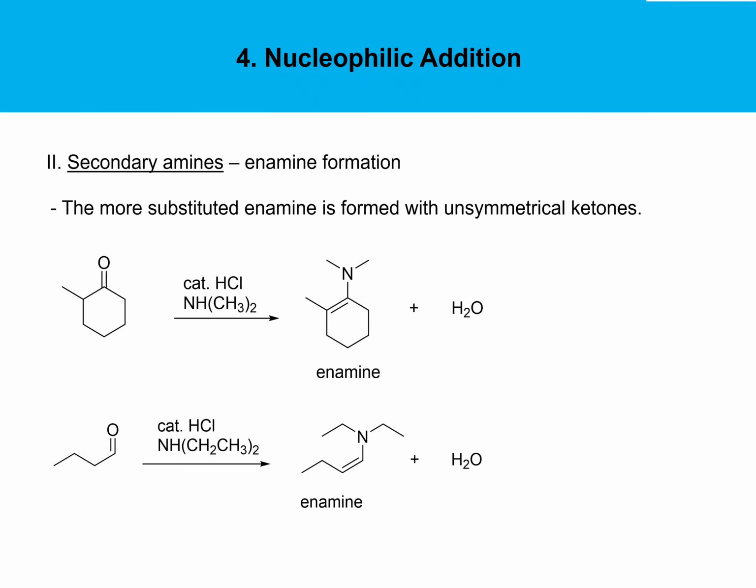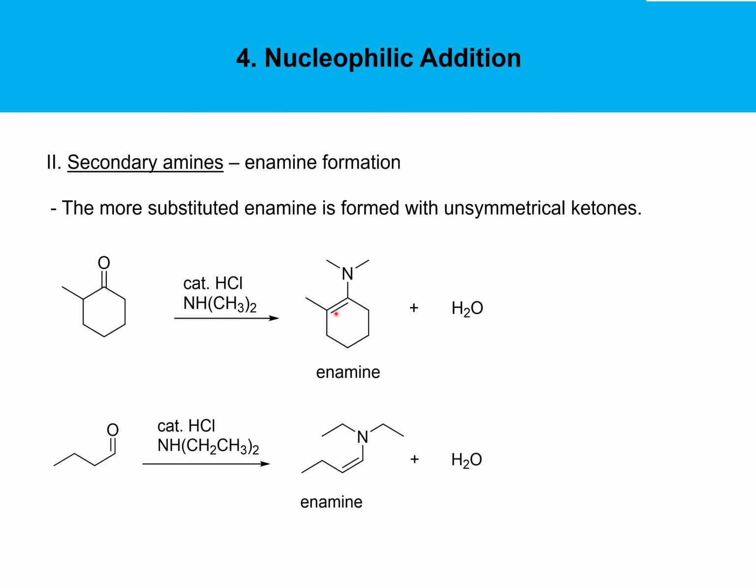Unlike primary amines, which typically give you imines as products, secondary amines will give you an enamine. As you'll see in a moment, the mechanism will explain why that is. Here we have a ketone, an unsymmetrical ketone. If we add a catalytic amount of HCl and a secondary amine, we'll form the corresponding enamine. Notice that in the reaction of an unsymmetrical ketone, the enamine will always form towards the more substituted side.